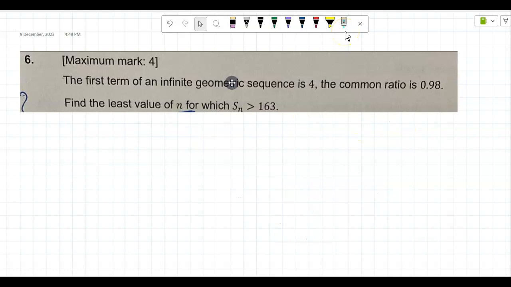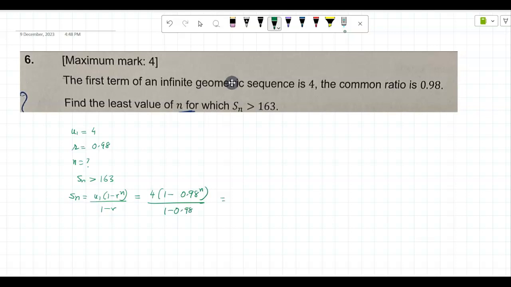So see, the first one, u1 is equal to 4, r is equal to 0.98. Find the least value of n, you have to find out. n has to be an integer. So your Sn is greater than 163. Now first of all, the Sn formula is u1 times (1 minus r raised to n) upon (1 minus r). For r less than 1, you have to use this. So u1 is 4, (1 minus 0.98 raised to n) upon (1 minus 0.98).